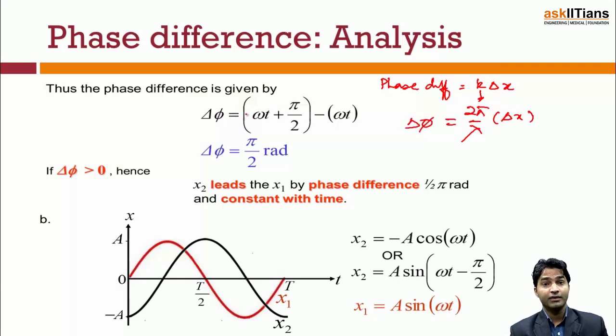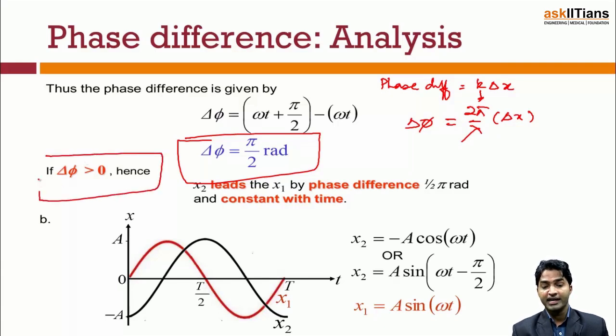So we are interested to calculate the phase difference of two phases, that is omega t plus pi by 2 minus omega t, and finally we are getting del phi is equal to pi by 2 radian. And actually it is just a leading phase. If del phi is greater than 0, hence x2 leads x1 by a phase difference of pi by 2. Although they have the same frequency and same velocity, they are different in their phases.